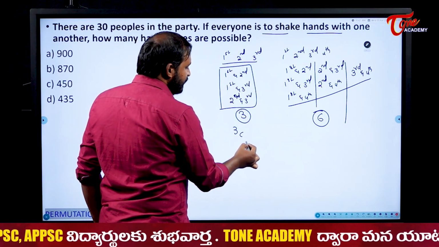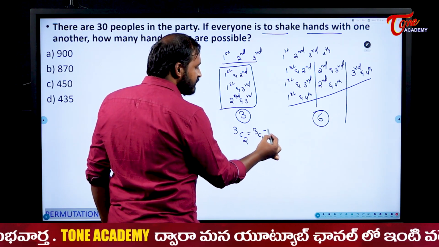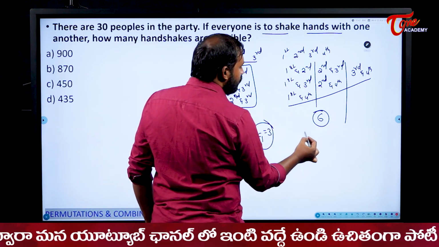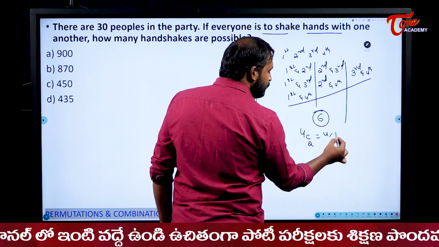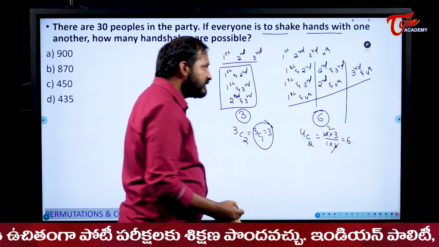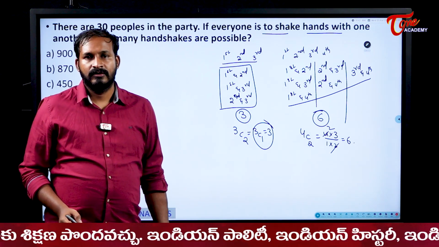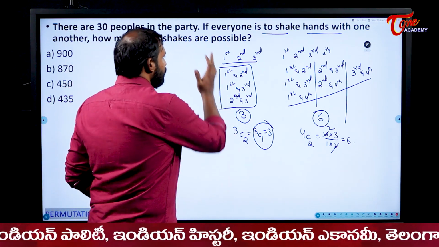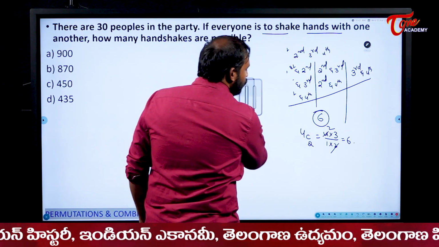So 3C2. 3C2 is also equal to 3C1, so it is 3. We already know it. Similarly, how many are there? 4. For one handshake I require 2. So 4C2. 4C2 means 4 into 3 by 1 into 2, 2 ones are 2, 2 2s are 4, which is 6. That means we can generalize it by saying that for any event which requires 2 persons, the total number of events that happen will be NC2.